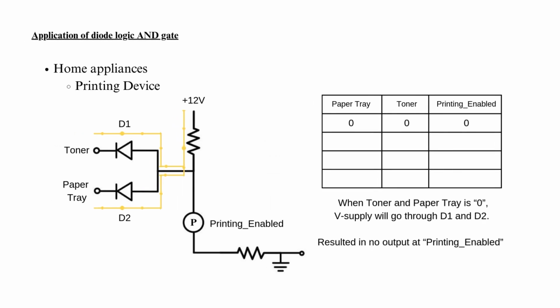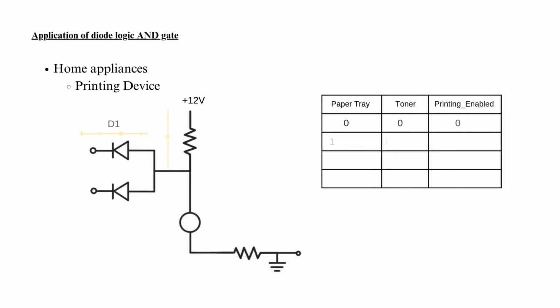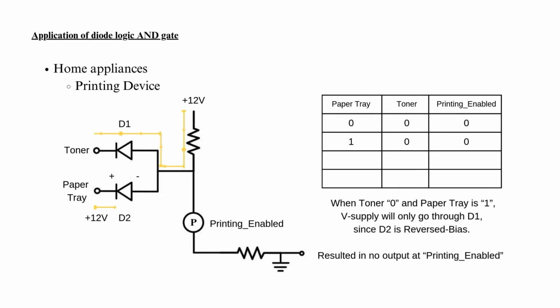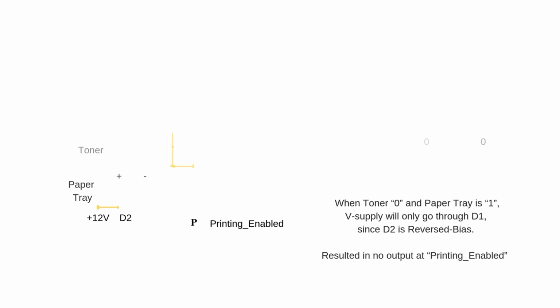When toner and paper tray are 0, V supply will go through D1 and D2, resulting in no output at printing enable. When toner is 0 and paper tray is 1, V supply will only go through D1 since D2 is reverse biased, resulting also in no output at printing enable.